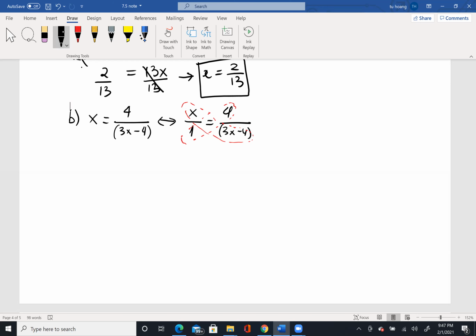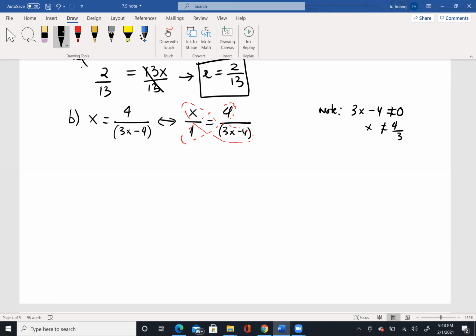So I want to note that the left denominator is equal to 1, so that is not equal to 0. But for 3x minus 4, to make it not equal to 0, you need to have x not equal to 4 over 3. You add 4 to both sides and divide by 3 on both sides, then you have x not equal to 4 over 3. So later on, if the solution is equal to 4 over 3, it does not satisfy this requirement.